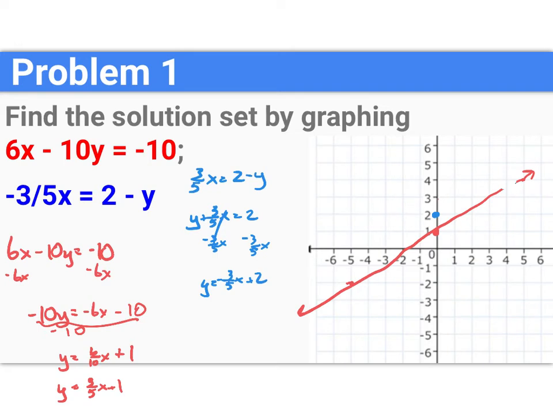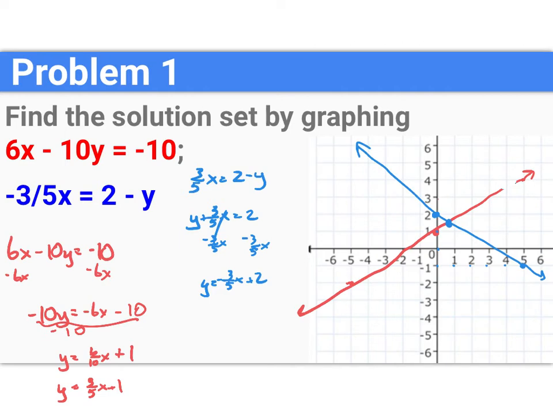Okay, down 3. 1, 2, 3. 1, 2, 3, 4, 5. Huh. Look at this. So this is where these lines intersect. And to get the precise point, it's somewhere in between 0 and 1 on x and 1 and 2 on y. So to get the precise point, we're going to have to do a little bit of algebra.